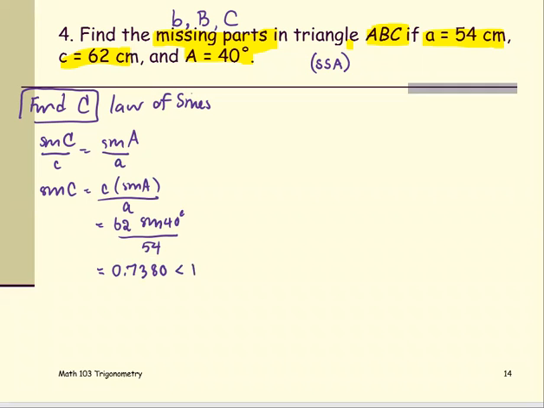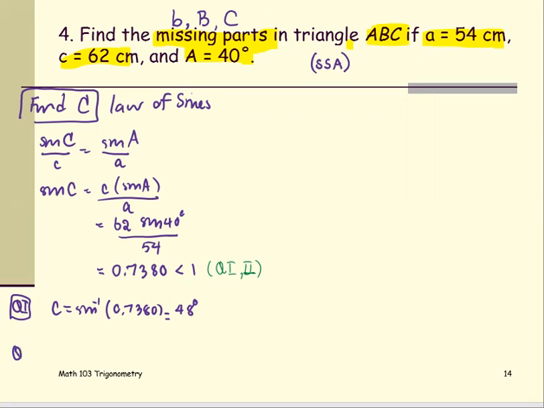This number is less than 1. The possible solution for angle C would be two possible numbers, one for the acute angle, the other for the obtuse angle. Or you can think about it as the sine value being positive, so the angle will be in the first quadrant and also in the second quadrant. For the first possible one, in the first quadrant, the angle will be an acute angle, and angle C is the inverse sine of 0.7380, which put in the calculator comes out as 48 degrees.